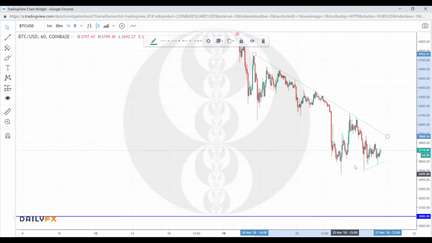Do I think this is a low we can trade and go up to like 8,000 or 7,000? I don't personally see that. I think the market's very heavily weighted on the downside.